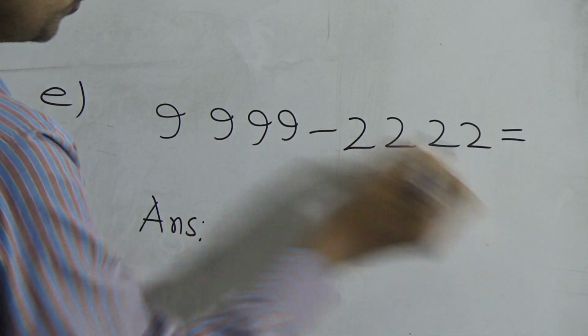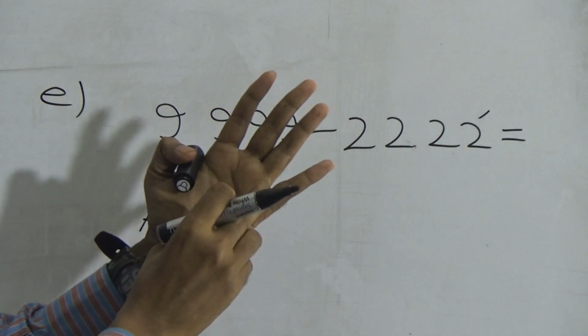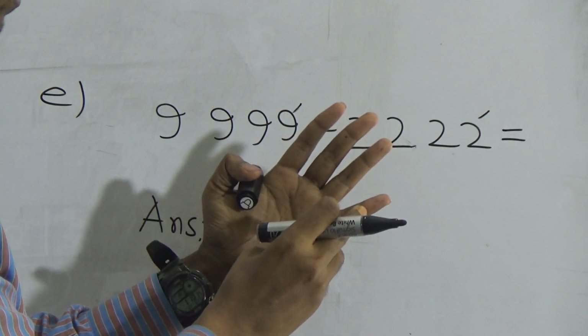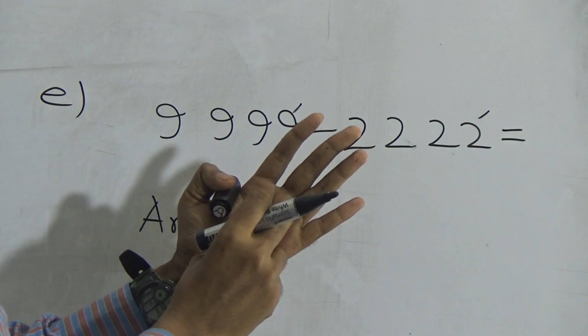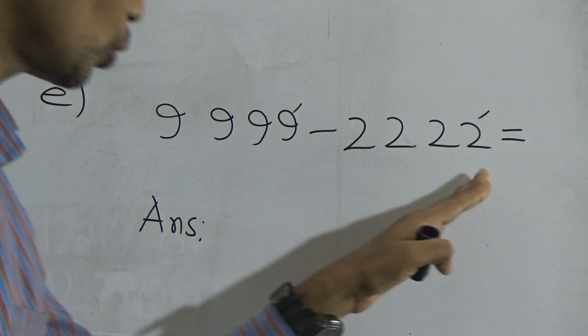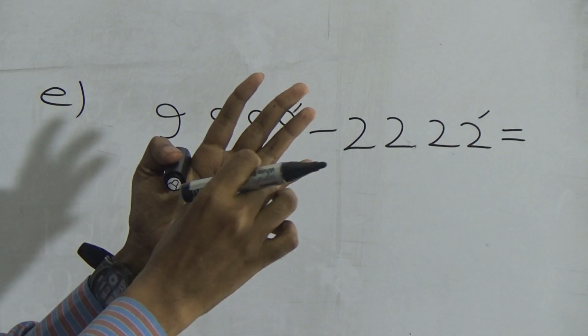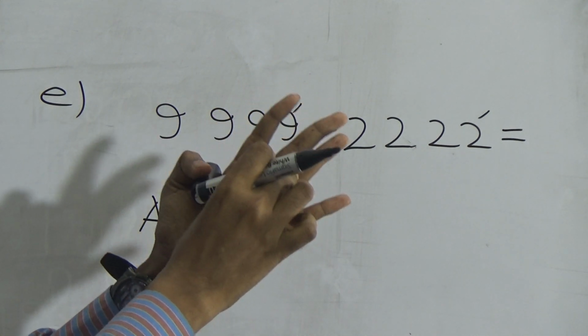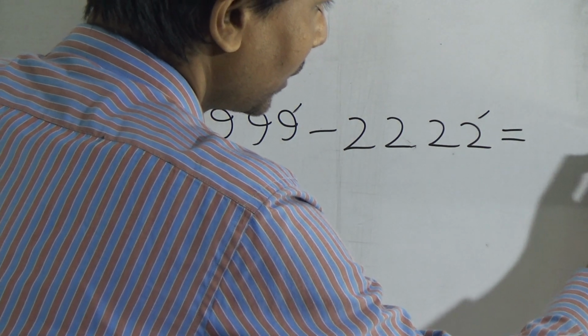So subtract 2 from 9. Okay? 2, 3, 4, 5, 6, 7. Okay? Okay, dear student, look. You subtract 2 from 9. That means what? 2, 3, 4, 5, 6, 7, 8, 9. That means what? 7. Right here, 7.